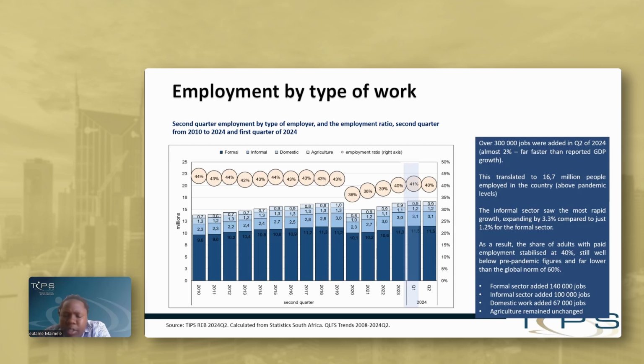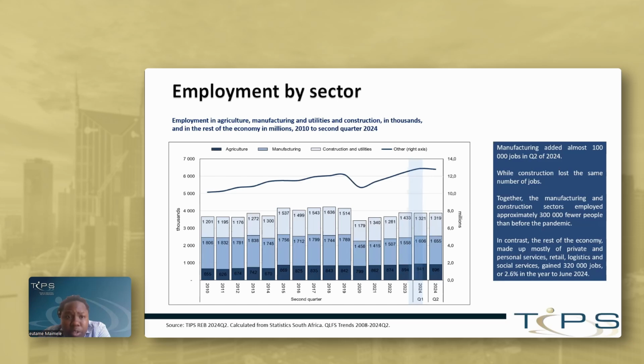And in the breakdown, you see that the formal sector added 140,000 jobs, the informal sector around 100,000 jobs, then domestic work added 67,000 jobs, and agriculture has actually remained unchanged. Then moving into employment by sectors, manufacturing added almost 100,000 jobs, while construction lost the same in the second quarter of 2024. Together, the manufacturing and construction sectors employed approximately 100,000 fewer people than before the pandemic.